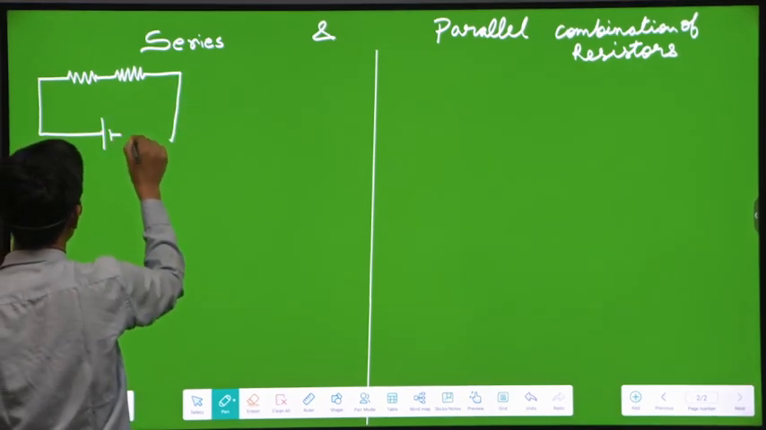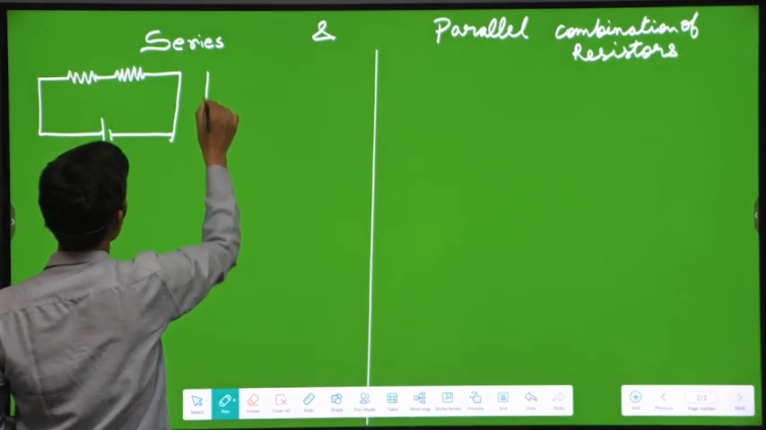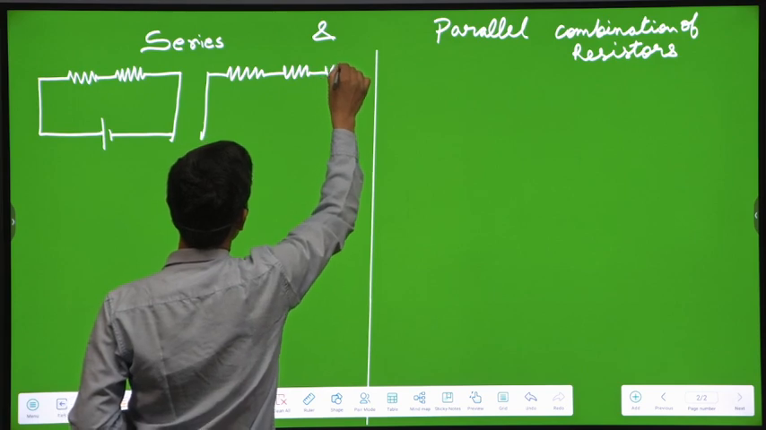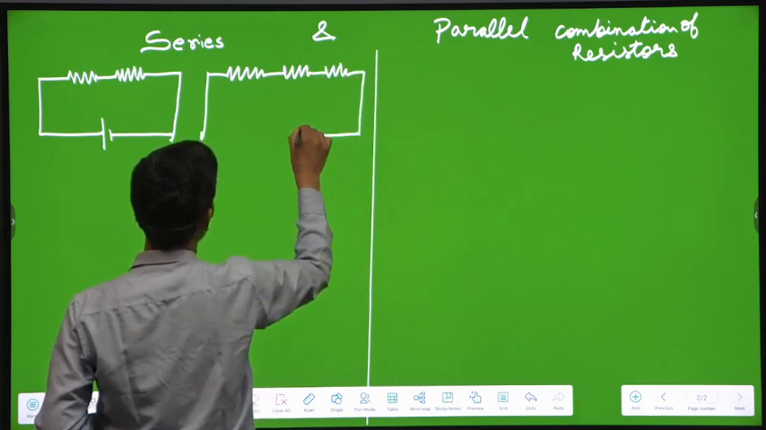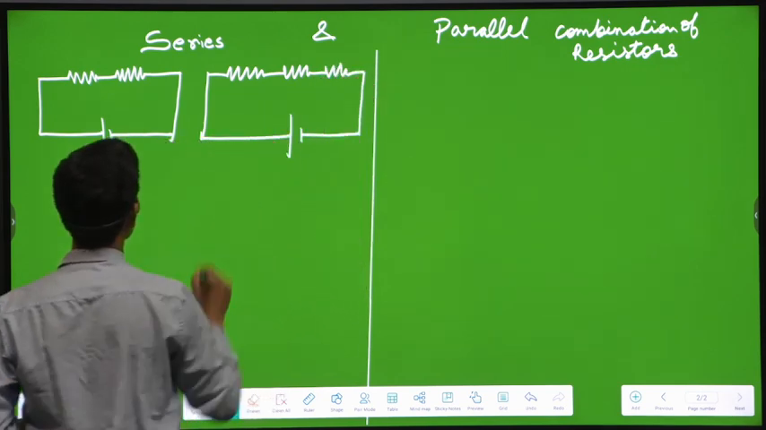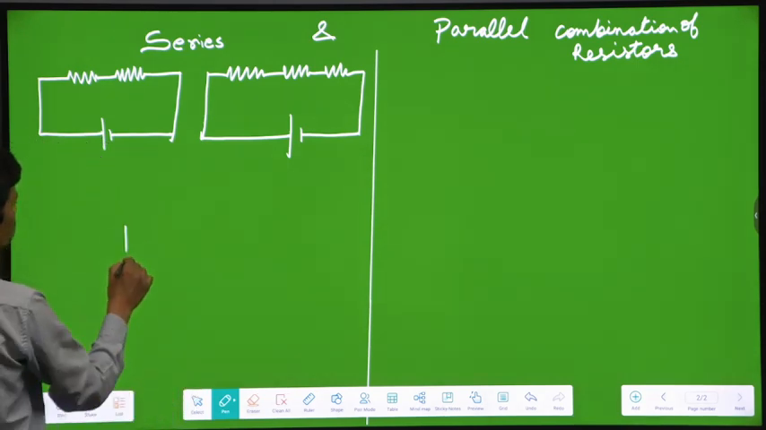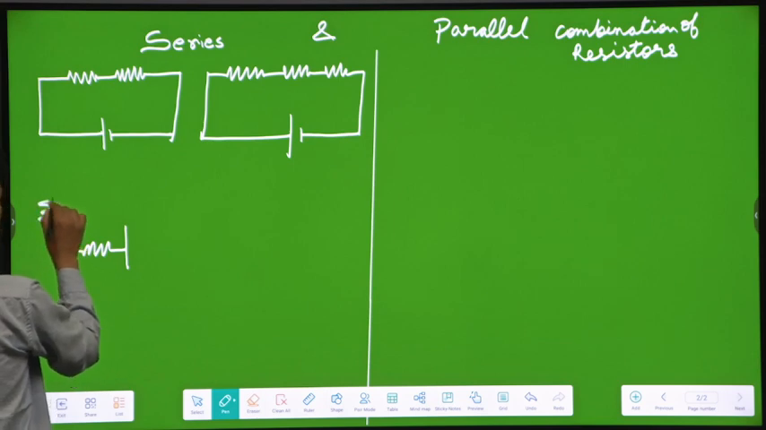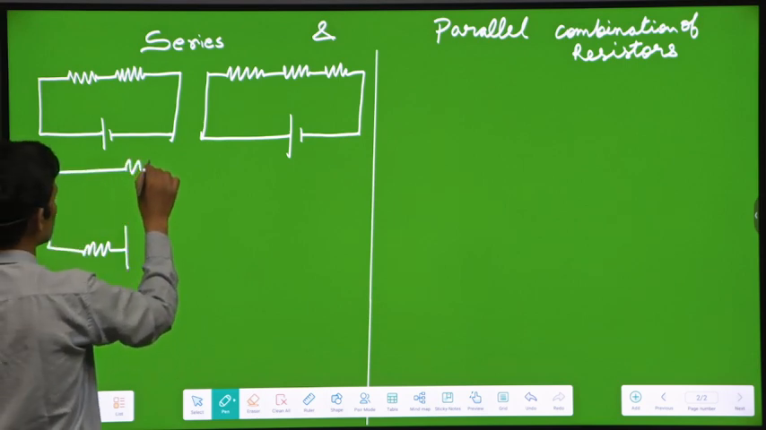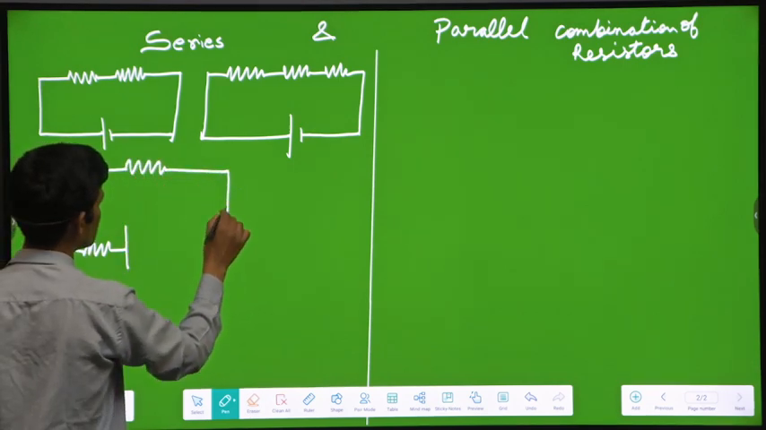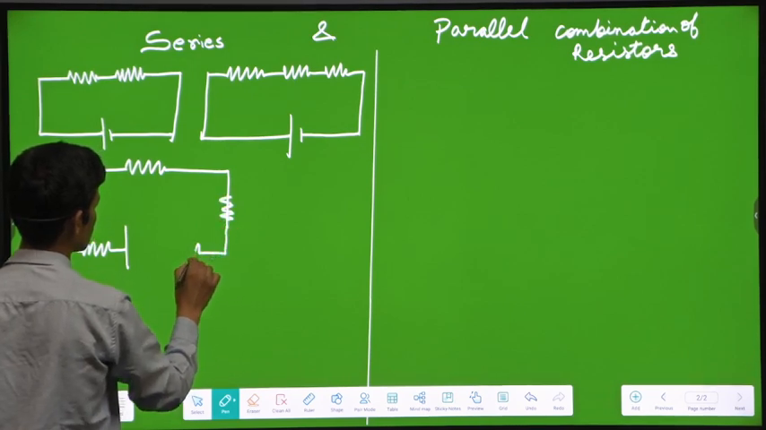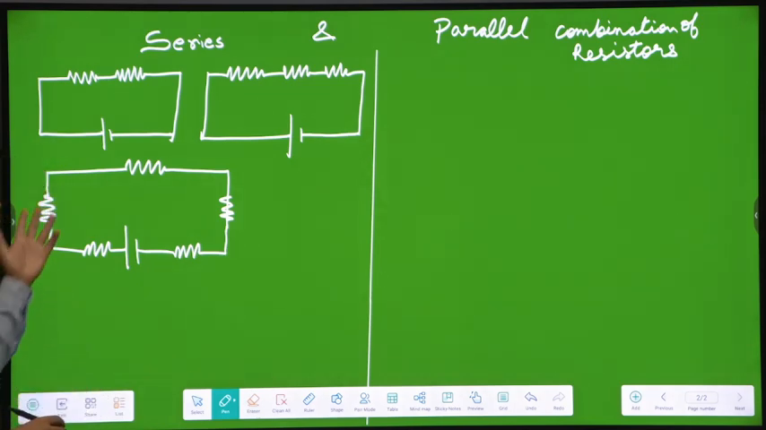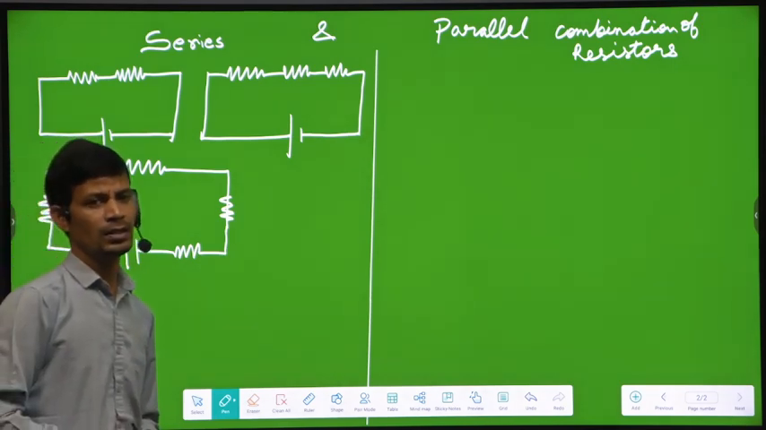They can be connected like this. There can be more resistors. In fact, if in a circuit there are resistances arranged like this, still because the path is the same, these are series combinations.